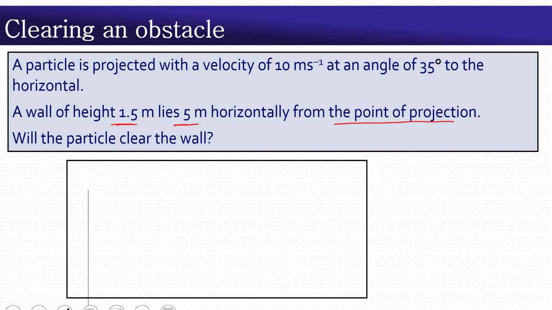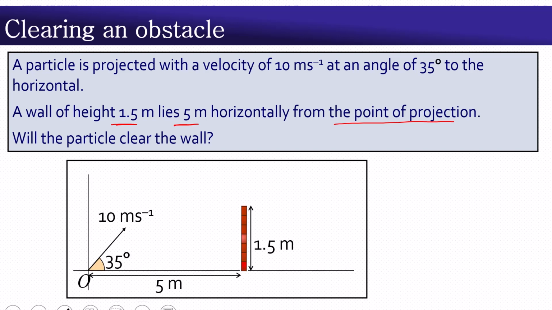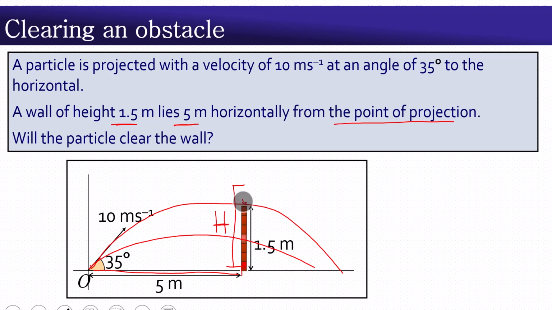So this is our particle which moved from this point, and it may have cleared the wall or it may have not cleared the wall. To find out, we just need to find the height at which this particle will be when its horizontal distance will be 5 meters. If this height is greater than 1.5, then the particle will clear the wall. If it is less than 1.5, then the answer will be no, it will not clear the wall.